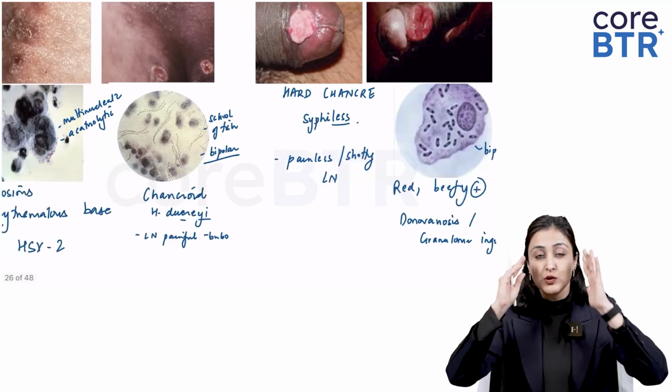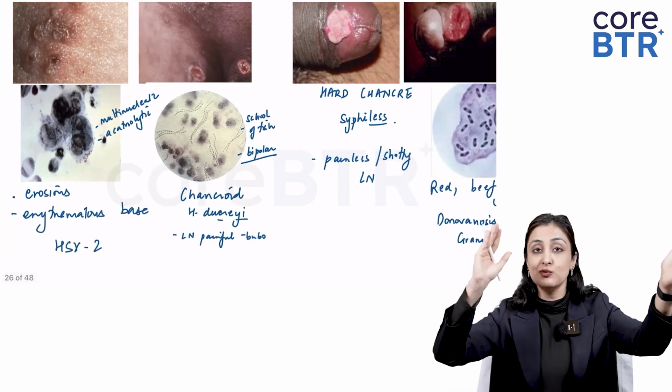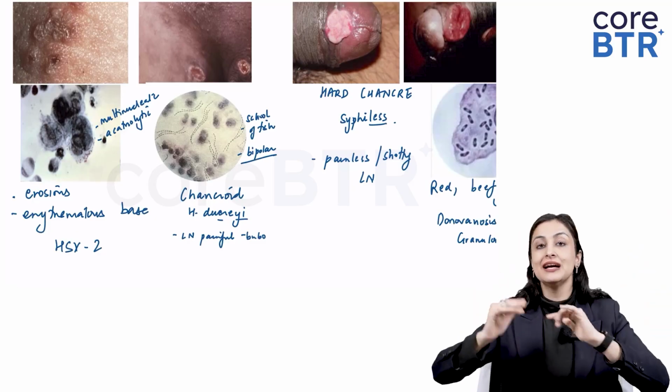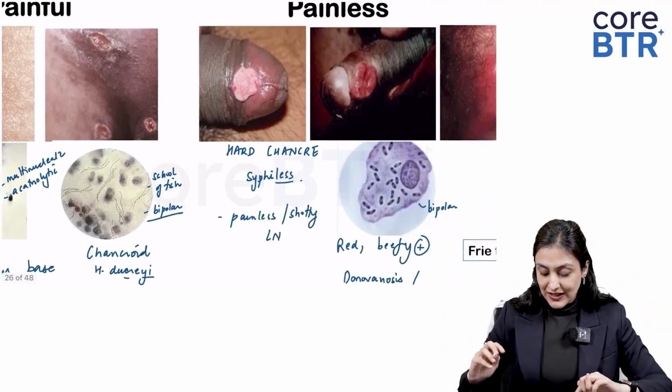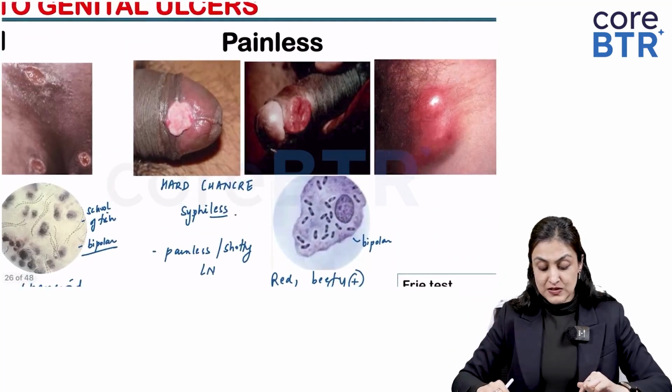So two things with bipolar on this page. Think of one painful, one painless. So you have chancroid and you have donovanosis, right? So that's what we need to know. And then this is very important.